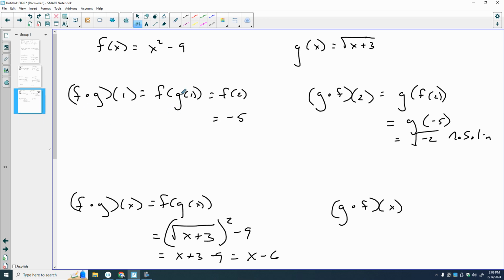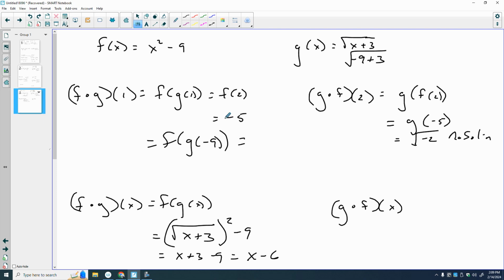What if I wanted to evaluate, let's go back to here, f of g of negative 9? Does that work? According to what we're thinking down here, anything works, right? X minus 6, there's no restrictions. So why does this not work? Because when I put the negative 9 into my original function, I get a number that we can't evaluate. I get a negative inside the radical.